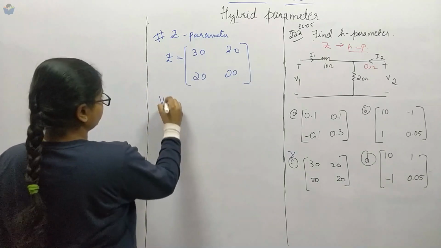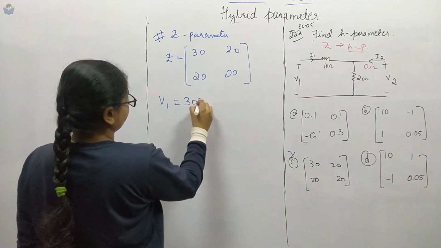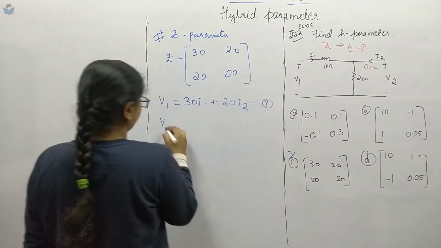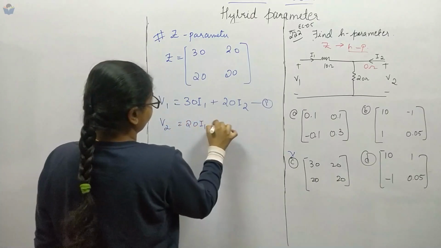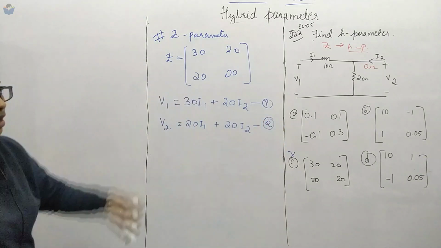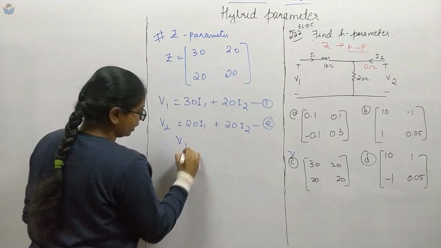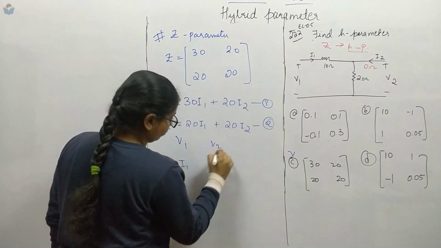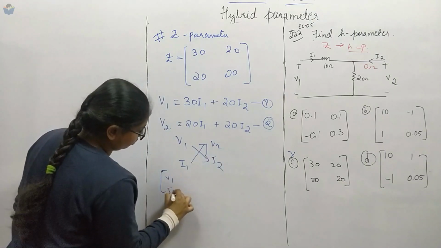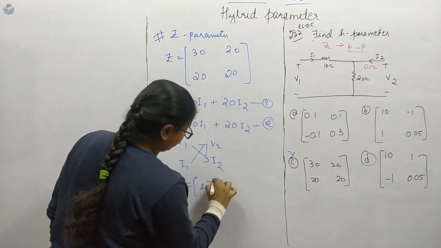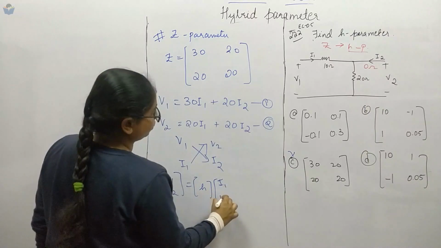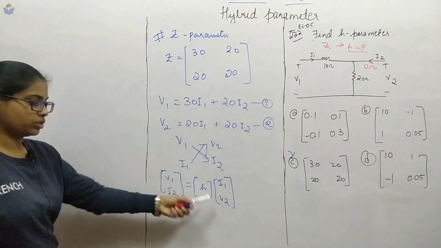Now writing the equations, we get V1 equal to 30I1 plus 20I2. Let us call this equation 1. V2 is equal to 20 times I1 plus 20 times I2. This is equation number 2. So what does our H parameter say? How do you write it? V1, I2 equal to the H parameter times I1, V2. This is how you will write it.